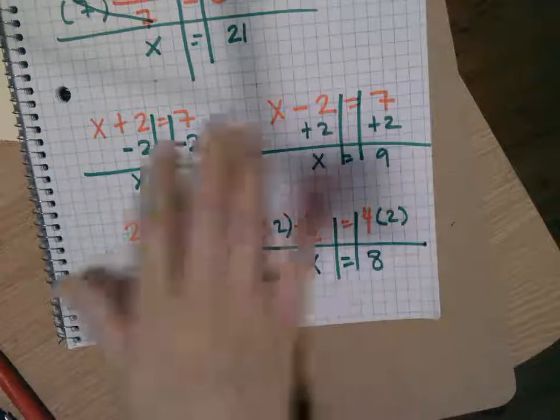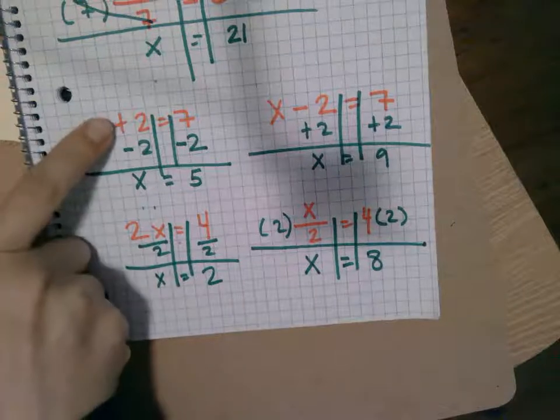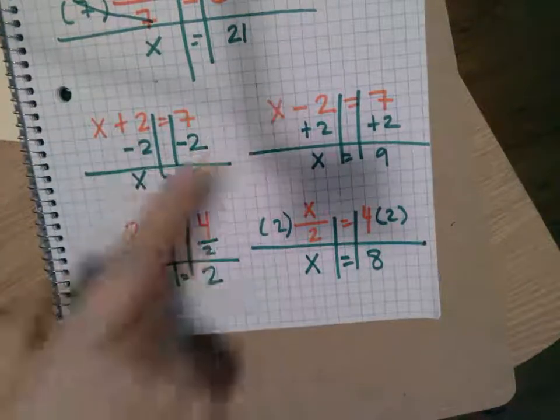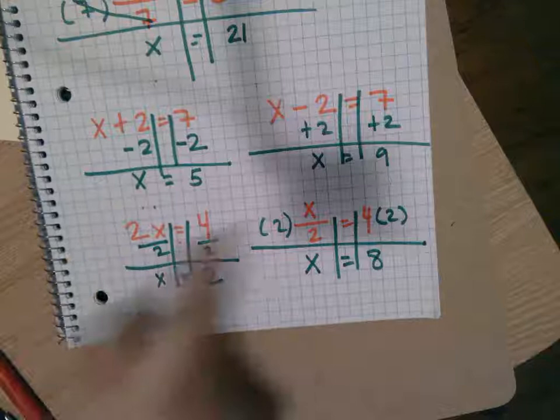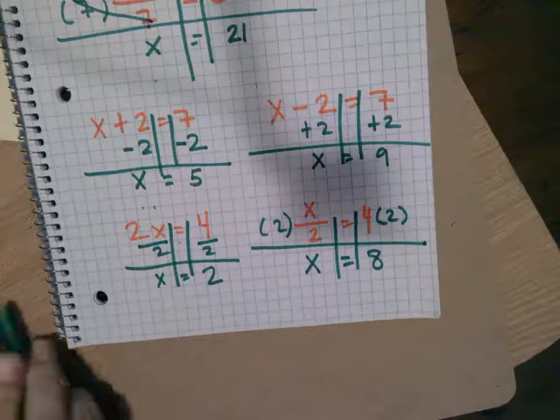So here are the 4 different types of ways to solve an equation depending on if you're adding, if you have a subtraction problem, if you have a multiplication problem, or if you have a division problem. Each one is solved differently, okay?